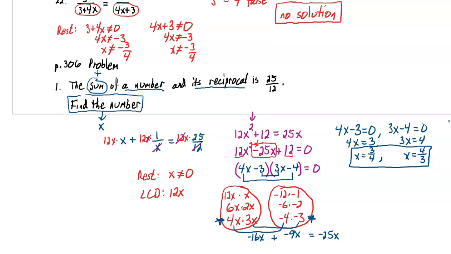This problem says to find the number. We actually discovered that two different numbers are possible. The unknown number could be 3/4, or the unknown number could be 4/3.